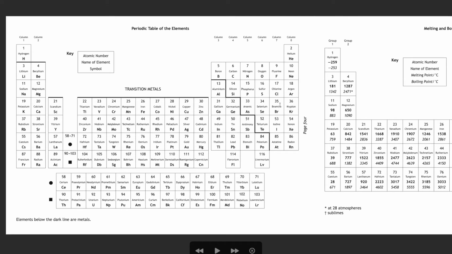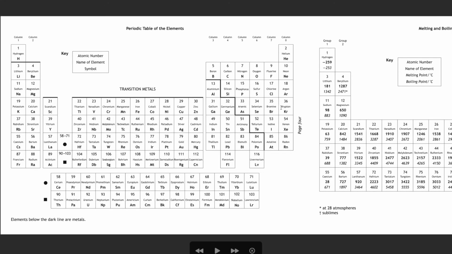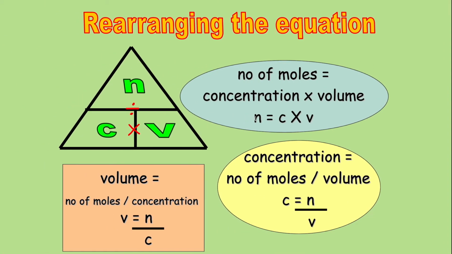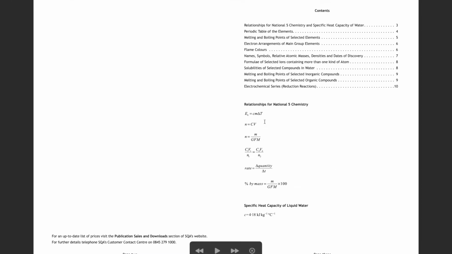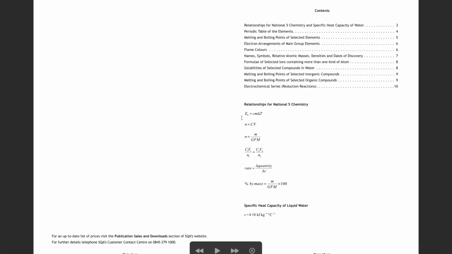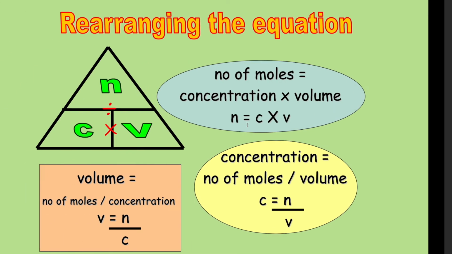At the front of the data booklet, there should be... there we go, n equals CV, which is that one there. So this one is actually in your data booklet, which, if you ever forget where the letters go in the triangle, the data booklet can tell you. So bear that in mind if you ever get a little bit lost and confused.